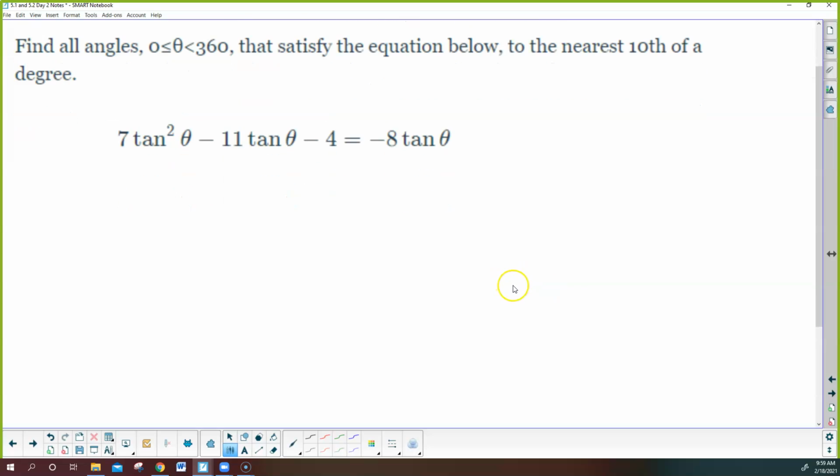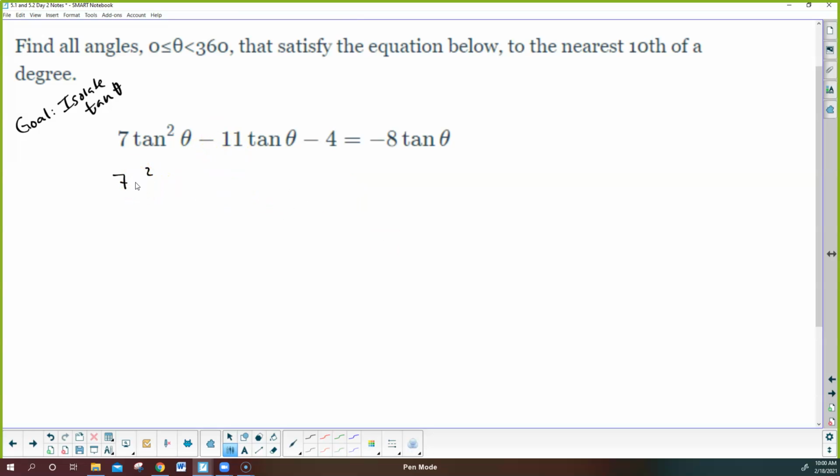Okay, so let's do this one. And our goal is the same, right? Our goal here is to isolate tangent of theta. Now, what you're hopefully thinking is, you know what? A better way to think of this is 7x squared. And actually, I'm going to have you write this one down.